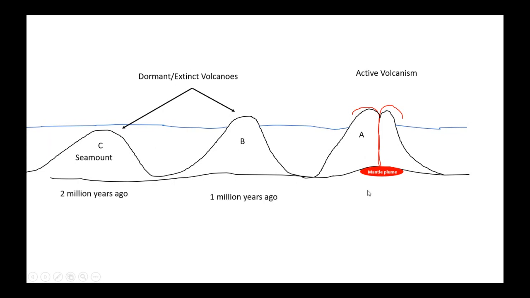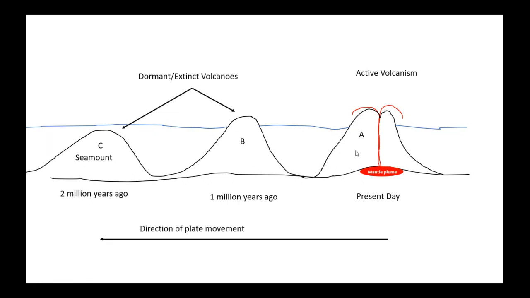So if we look at the time here, 2 million years ago, Island C, or Seamount C, was located here where the mantle plume is located. And it has moved off. B has moved off from the mantle plume, and A is currently occupying the hotspot.